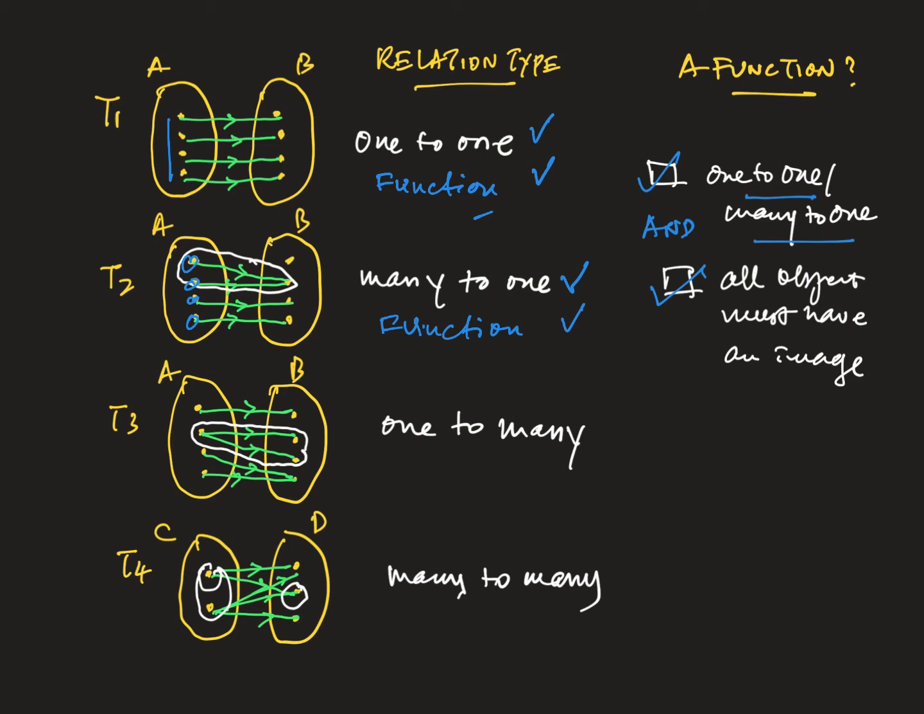So the third type, let's look at the first condition, whether it is 1 to 1 or many to 1. You can look here, this is actually 1 to many, right? So this object has two images, so it doesn't fulfill the first condition, even though it fulfills the second condition, whereby all the objects have an image. So this is not a function because it doesn't fulfill the two conditions.